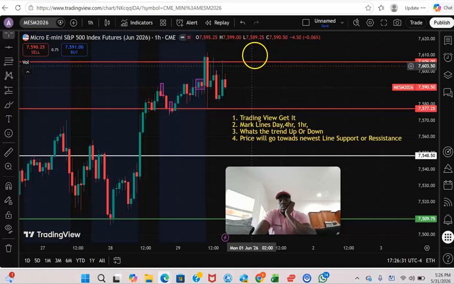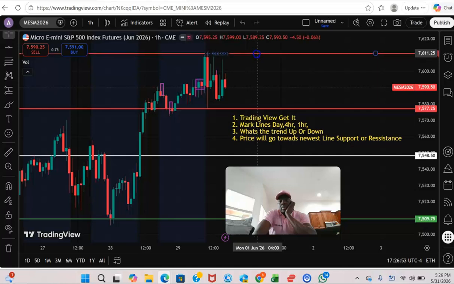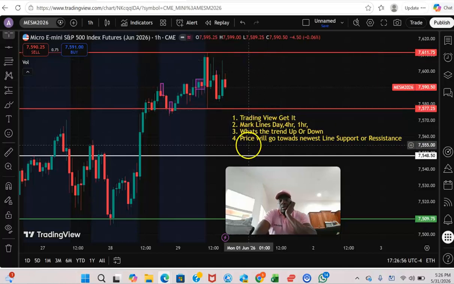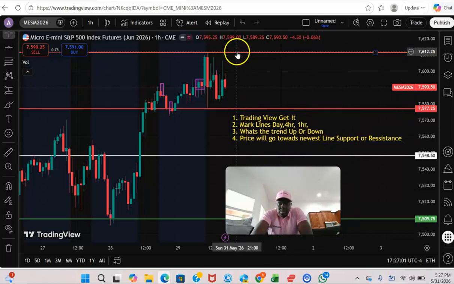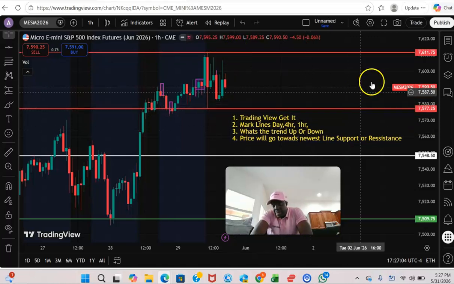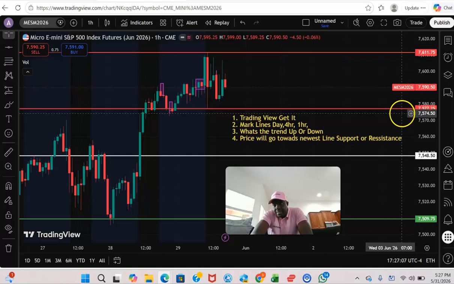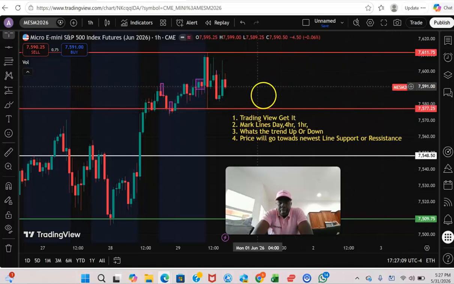So at 6 p.m., it's either going to go up and touch this and come back down, or touch this and come back up. If it passes this red, it's a buy. If it comes down, touches and comes down, it's a sell. Now you know. And then price will go towards the nearest line, support and resistance. This is resistance, this is support. As you can see, this is 611, this is 577. So this is a good 40 points.